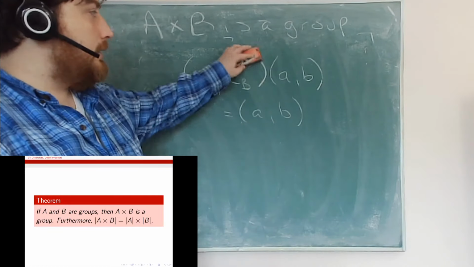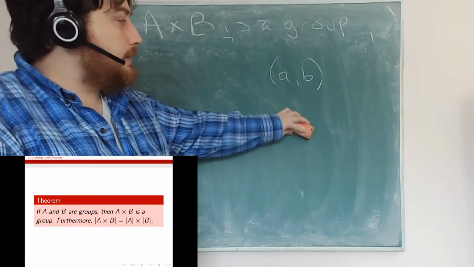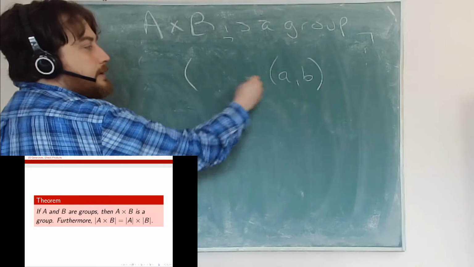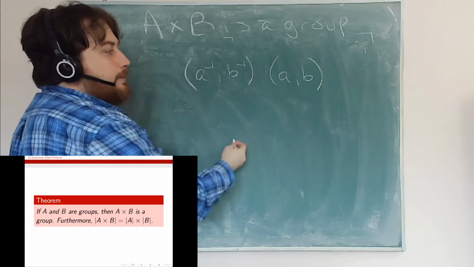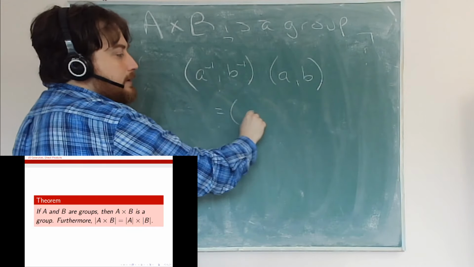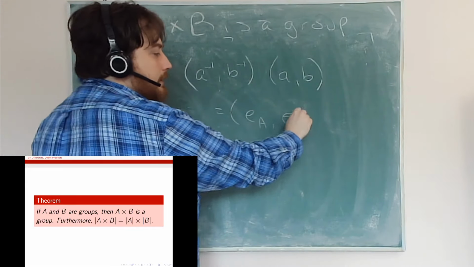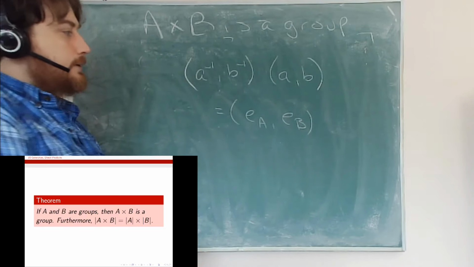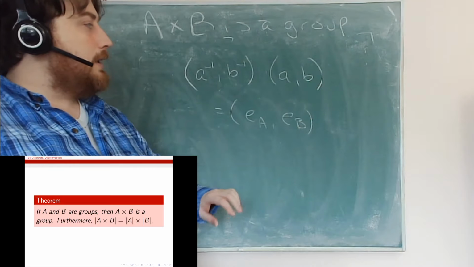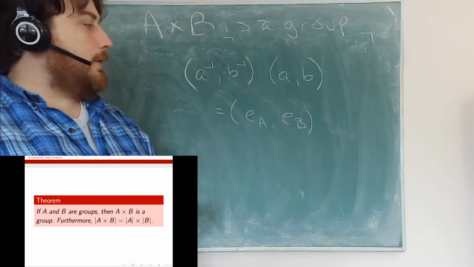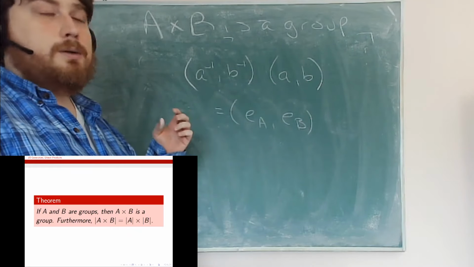In the same way, we can find inverses because I know that A has an inverse. So if I take the element (A inverse, B inverse) and multiply by (A, B), I just get the identity on A and the identity on B. If I switch the order, I get the same thing. So if I just component-wise find the inverses, the ordered pair consisting of the component-wise inverses will give me the inverse in the new group.